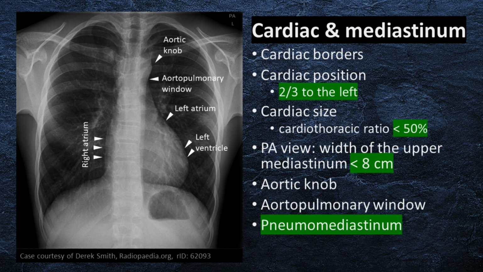C. Cardiac and mediastinum. Trace the left and right heart border. Trace the descending aorta. The cardiac position should be 1/3 to the right and 2/3 to the left. Assess cardiac size. The cardiothoracic ratio should be less than 50%. Check the position and size of the aortic arch and pulmonary trunk. Check the aortic knob. The width of the upper mediastinum should be less than 8 centimeters in PA view.